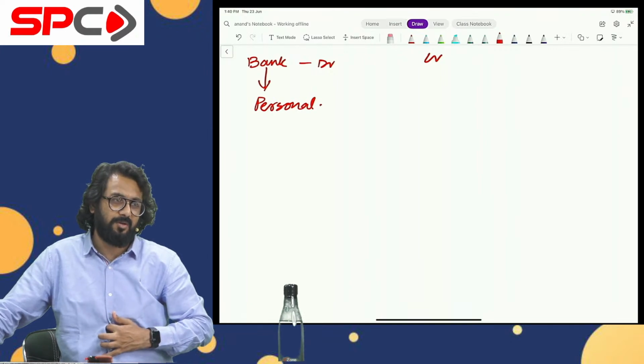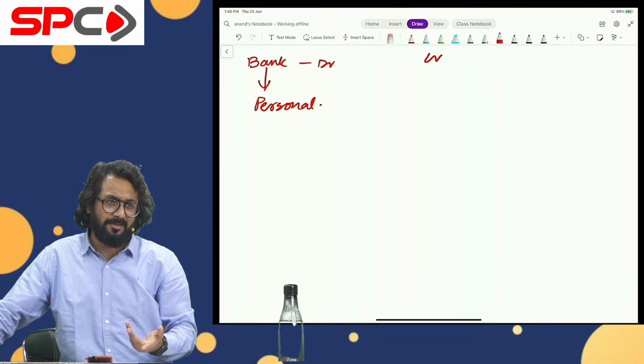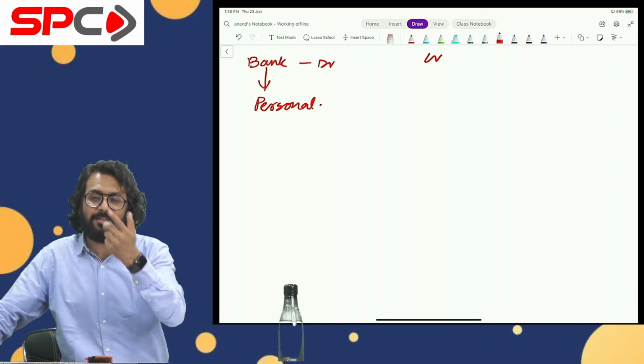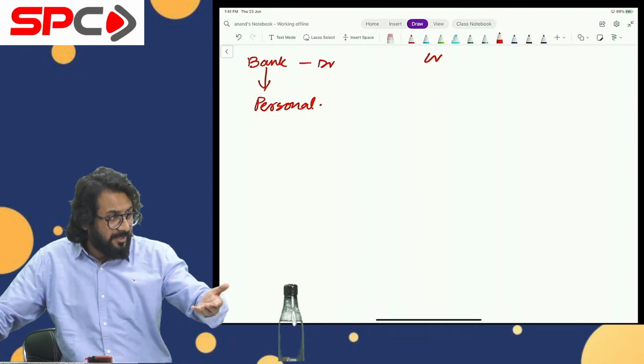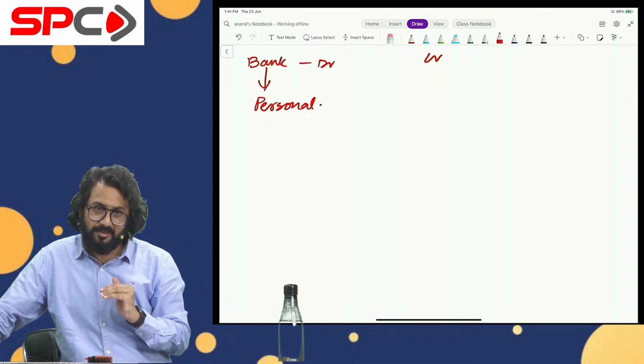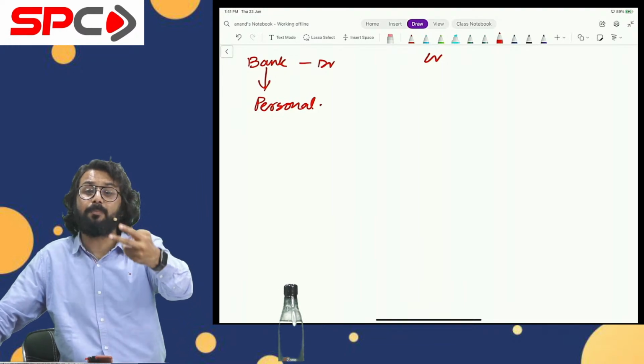A personal account, debtors, has got which balance? Debit balance. So when the bank asset has got which balance? So bank, when it is having a debit balance, that means it is receivable. But when bank has got a credit balance, that means it is payable.